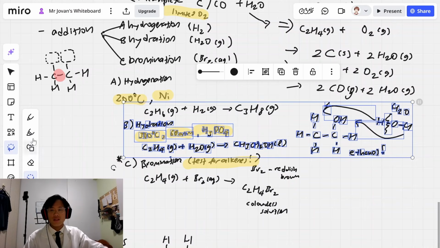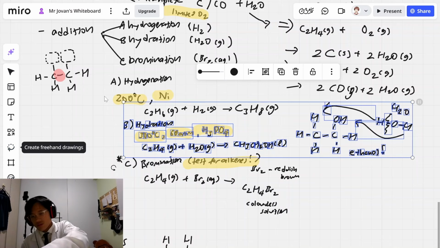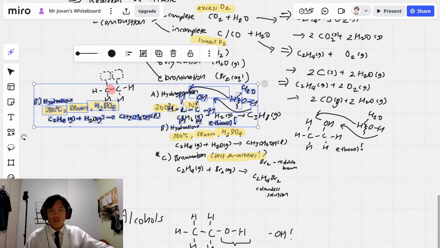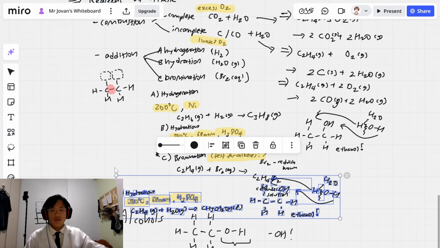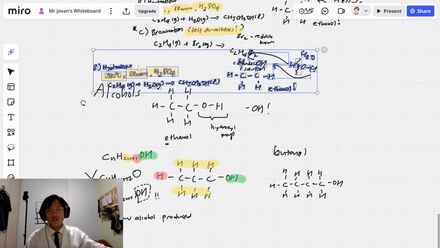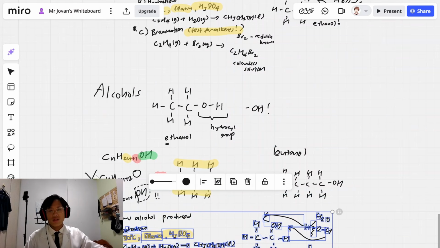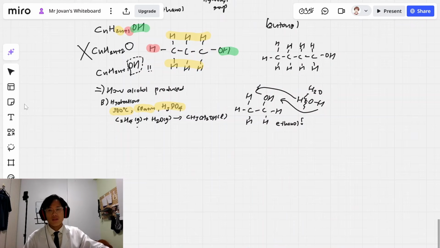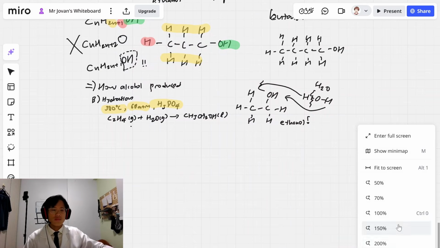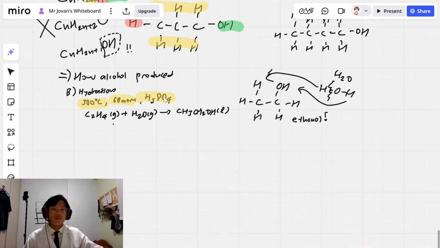Everything is linked. Lucky for us, we already learned how to get alcohols just now, and we are linking the dots already. Very good. We know how alcohols are produced.